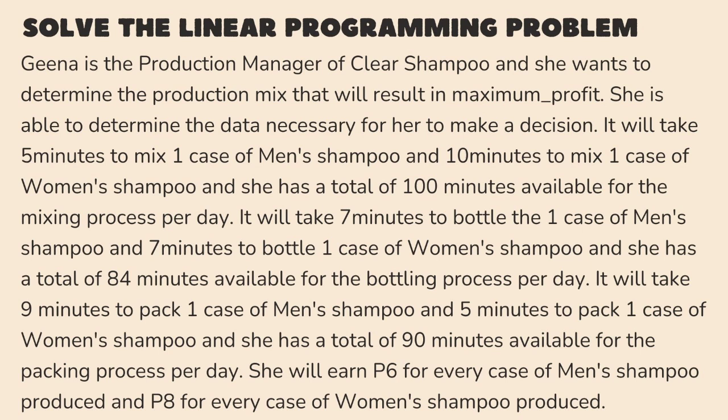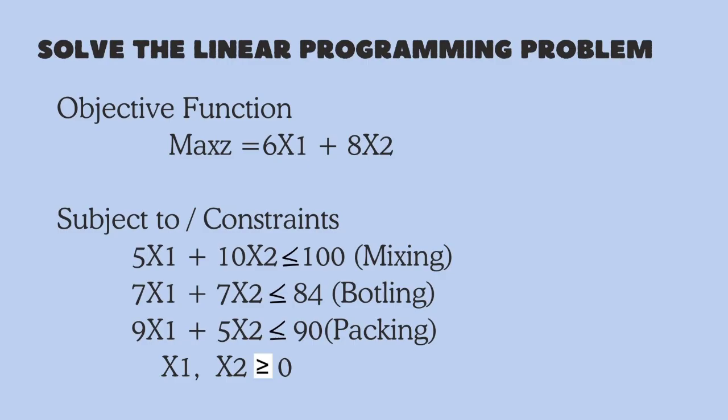And now that we are finished reading our problem, we're going to know our objective function and subject to, or constraints. Objective function is max z equals 6x sub 1 plus 8x sub 2, while subject to, or constraints, is 5x sub 1 plus 10x sub 2 is less than or equal to 100.